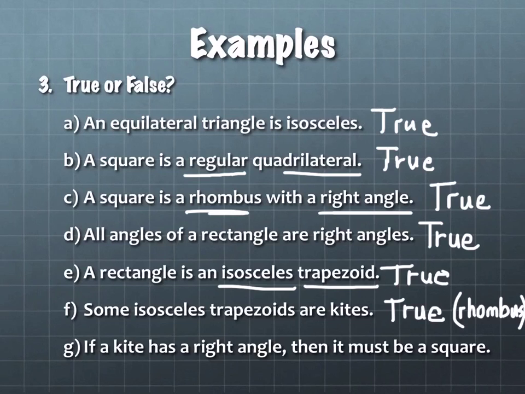All right, one more, last one, G. If a kite has a right angle, then it must be a square. Well, because of what we just said, it's a rhombus. No? It's false. I'm thinking it's false. But watch it be true. If you have a right angle, is it going to affect both the sides and the angles? I'm thinking.